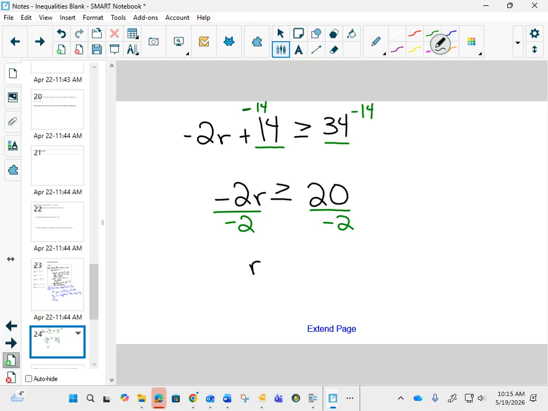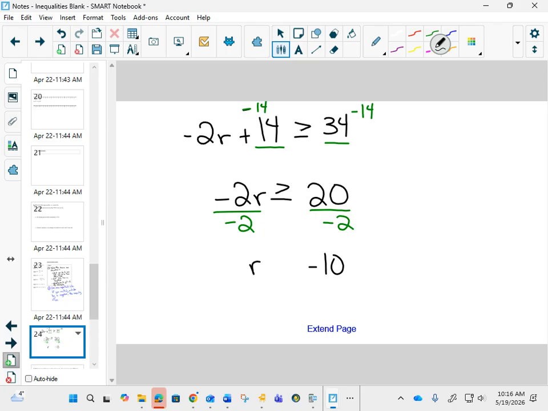So we are on this page right here, and we're just on example 1. And on the other side, 20 divided by negative 2 is negative 10.